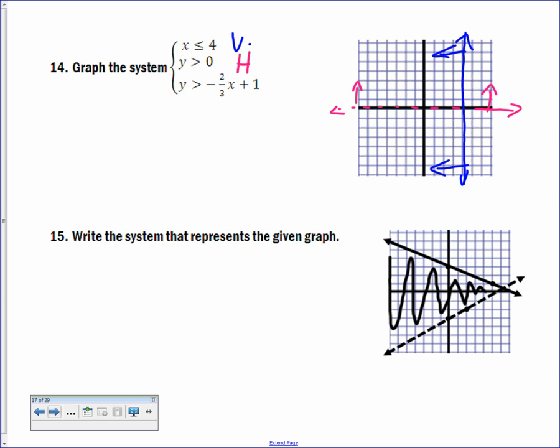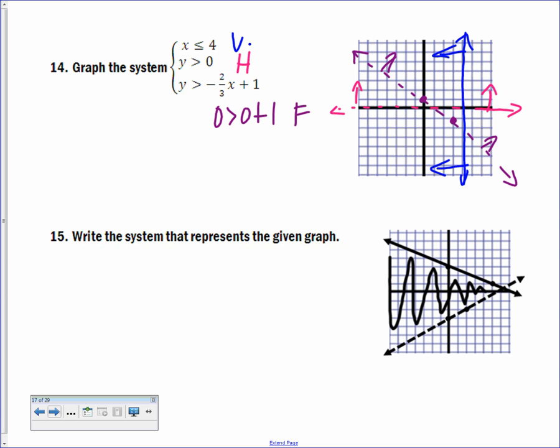And the third one is in slope-intercept form. So we start up at 1. A slope of -2/3 is down 2, to the right 3. That is also a dotted line because it's just greater than. I might test (0, 0) here. 0 greater than 0 plus 1. Well, 0 is not bigger than 1, so that's false. So I'm going to shade away.